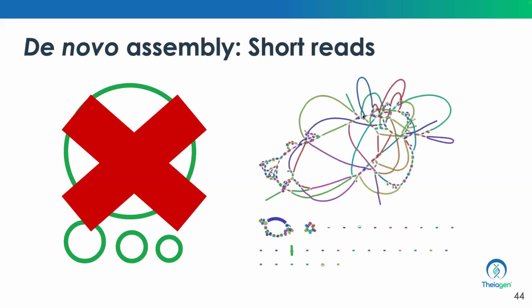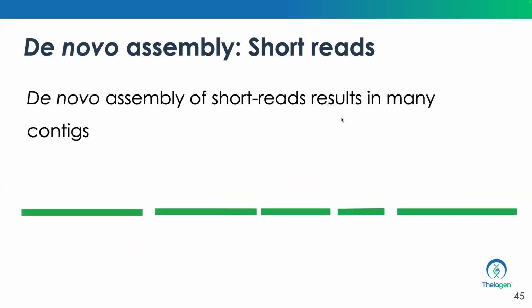You end up with lots of knots, and sometimes resolving this complete graph is not quite as easy. And typically what happens is you don't end up with one contiguous sequence, but rather you end up with a broken genome, or rather contigs.